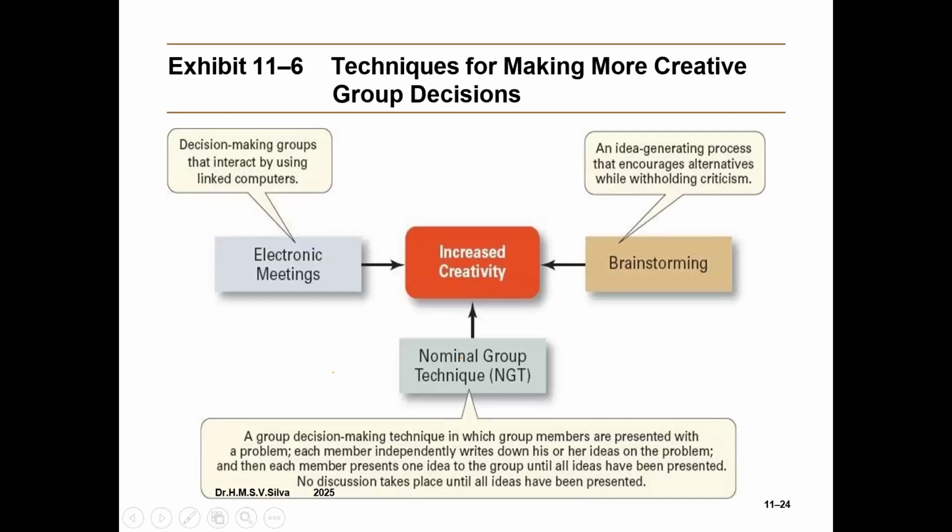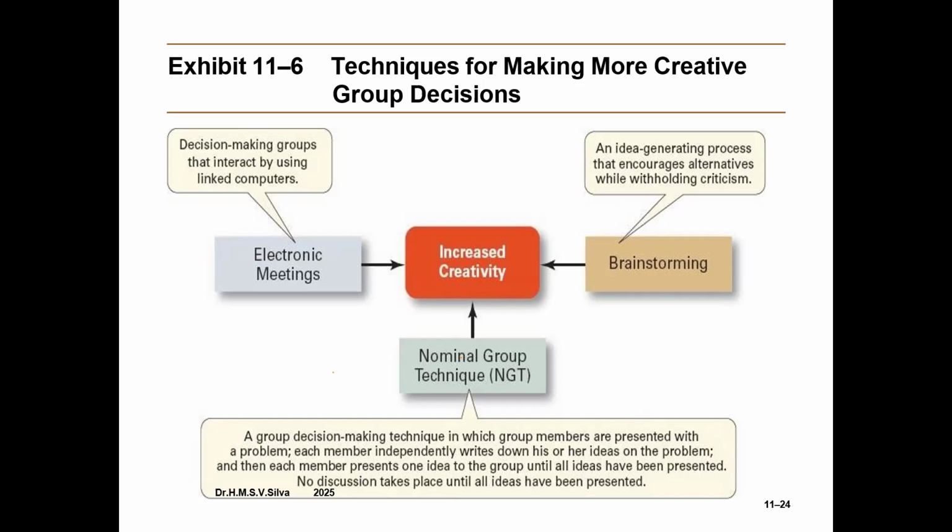Then techniques for making more creative group decisions. When we are going to make a group decision, we can go with three techniques called brainstorming, nominal group technique, and electronic meeting. Electronic meeting, like through Zoom or Microsoft Teams, we can sort out the issue. Electronic meeting means a decision making group that interacts by using linked computers. We consider it a discussion forum and try to sort out the issue.